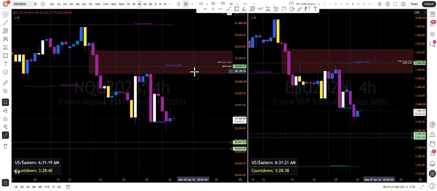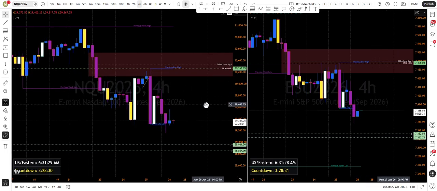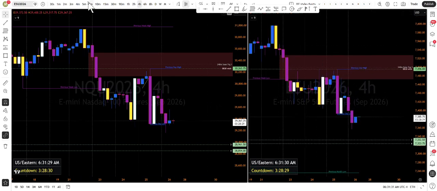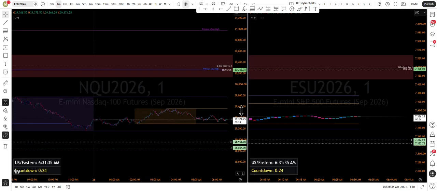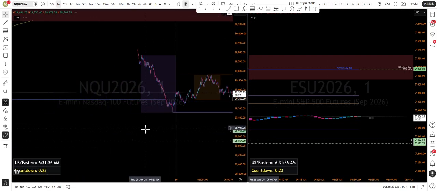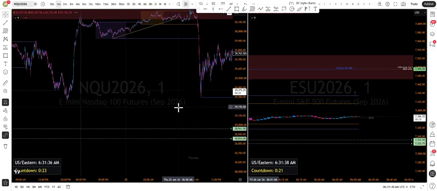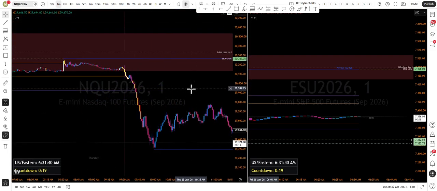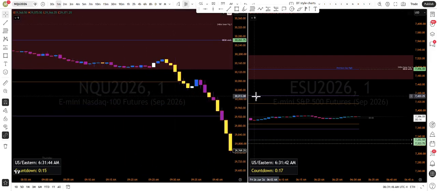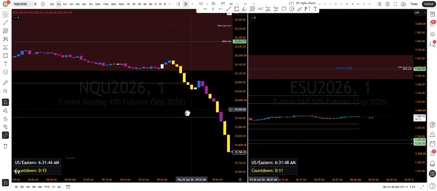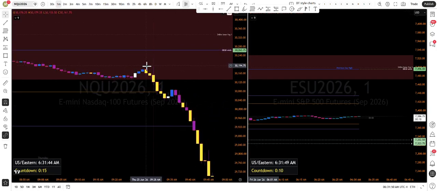Yesterday, this is an 8:30 wick, and yesterday at 8:30, we made a data wick. So price always likes to usually take out these wicks. So it's a good thing to mark it.